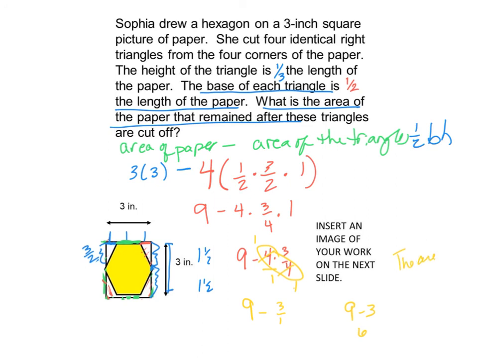So the area of the paper after being cut is 6 square inches. Area is always square units.